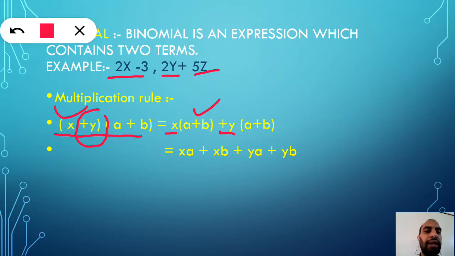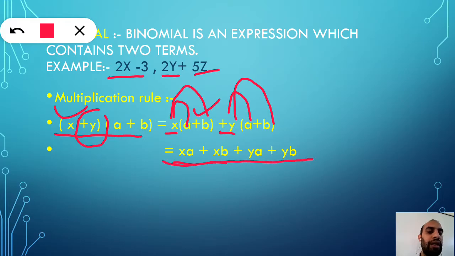Then after that your next task is to multiply this x inside. So first, as I told you, you can do it this way. First term with first, that is x is multiplied by a, then first with second, that is x multiplied by b. The same rule you need to apply in the second part also. y multiplied by a, then y multiplied by b. So this would be the answer. I hope it is clear to you how to multiply.